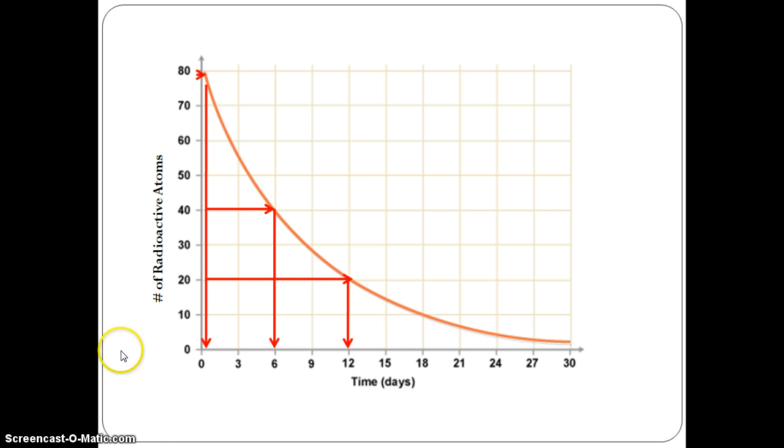Now, just to check it one more time, half of 20 is 10. Bring it over to the graph, and would you look at that, another 6 days. So this proves that the half-life of this graph is 6 days.